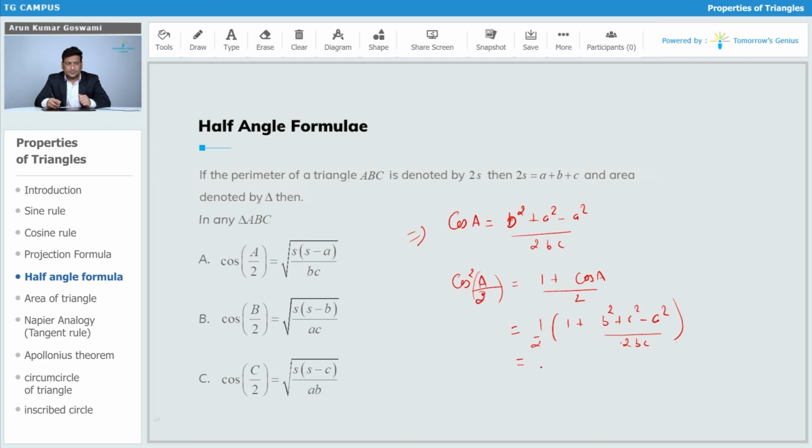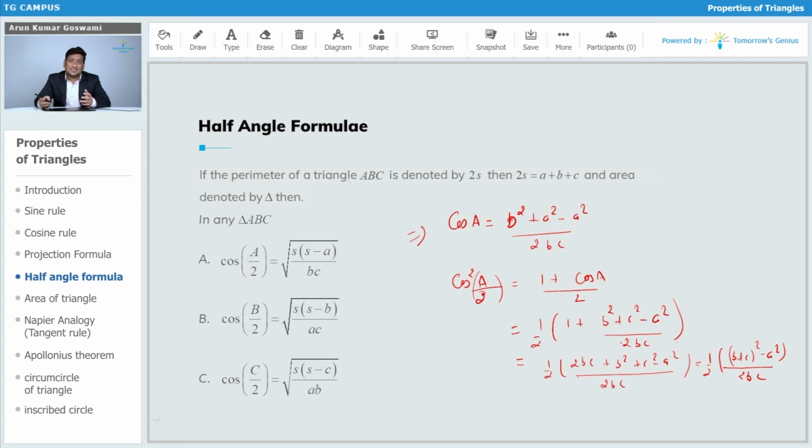So 1 by 2 into (BC plus B square plus C square minus A square) divided by 2BC. Okay, now see, B square plus C square plus 2BC is nothing but (B plus C) whole square. So I can write this as 1 by 2 into ((B plus C) whole square minus A square) divided by 2BC.